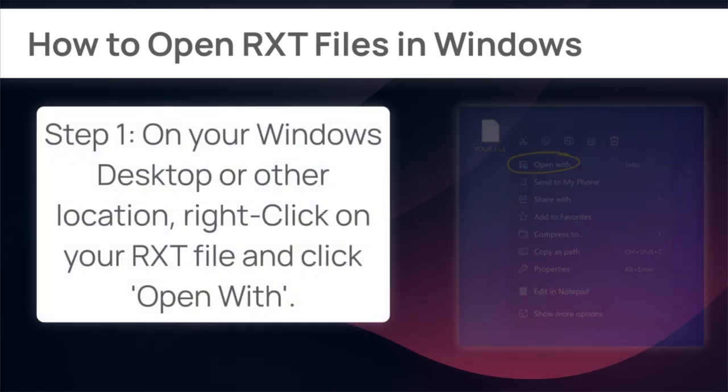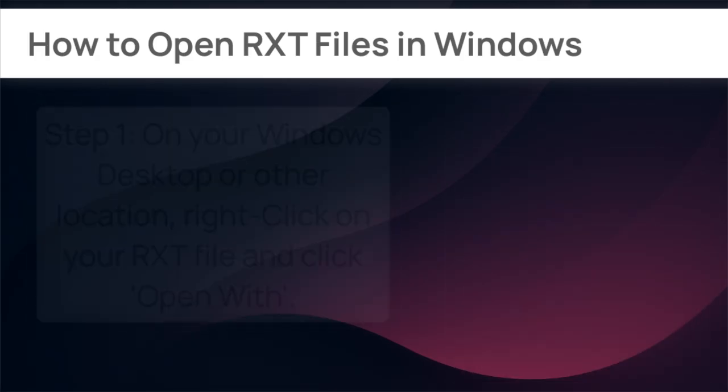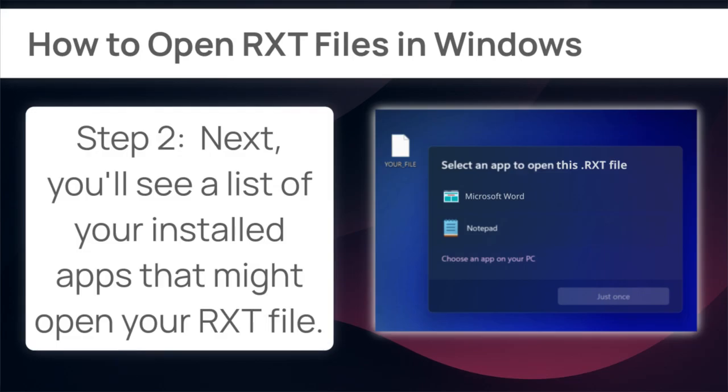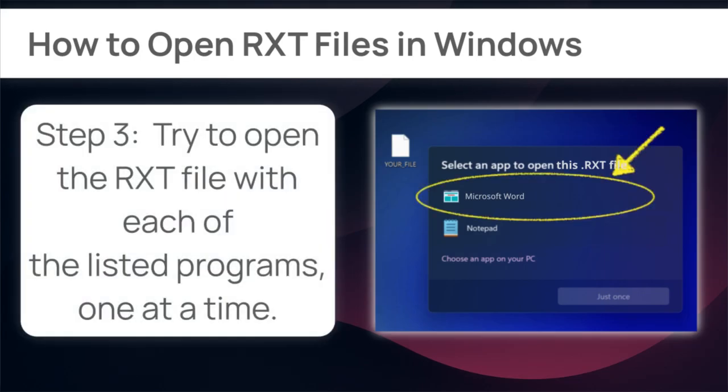To resolve the application failure, right-click your RXT file and choose Open With. Check for Microsoft Word and test it first. If it's missing, select another program from the list. We need a successful file association.